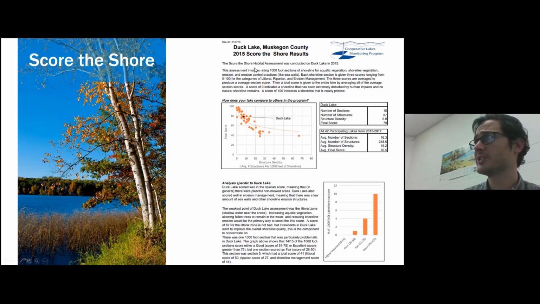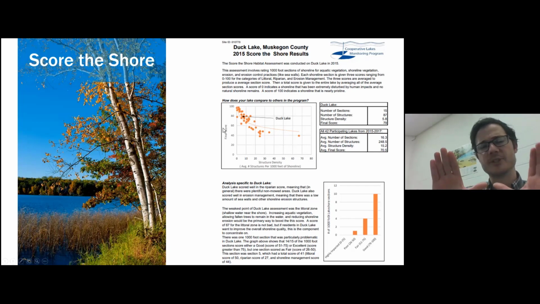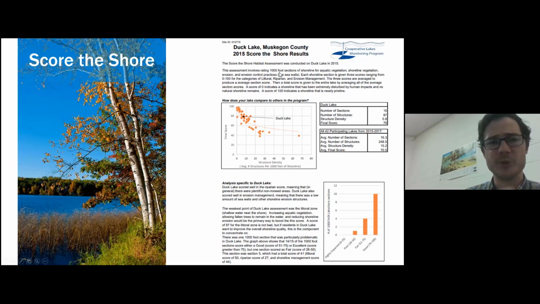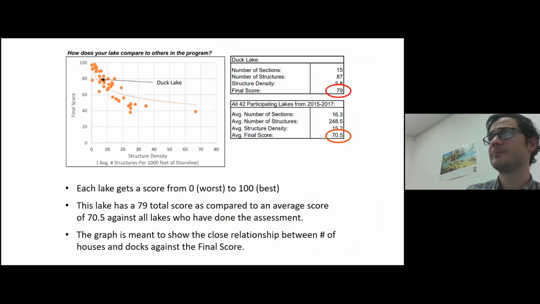So Score the Shore, this is what you get in our summary report. What it does is breaks up the lakes into 1,000-foot sections, and it is analyzed between 0 and 100, 0 being fully degraded, 100 being very natural and great condition. Zooming in a little bit, what we do is we average those scores amongst all of the 1,000-foot sections to get a final score between 0 and 100. So this is 79. And then we also have it so that you can compare to other lakes.